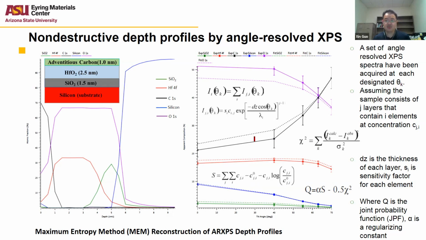We can also observe that the carbon and oxygen have a good trend with the measured angle-resolved XPS spectrum. And if we convert this function of tilt angle to a function of depth, we observe the reconstructed depth profile that looks like this. And this agrees well with the original thickness and configuration of this multi-layered structure.